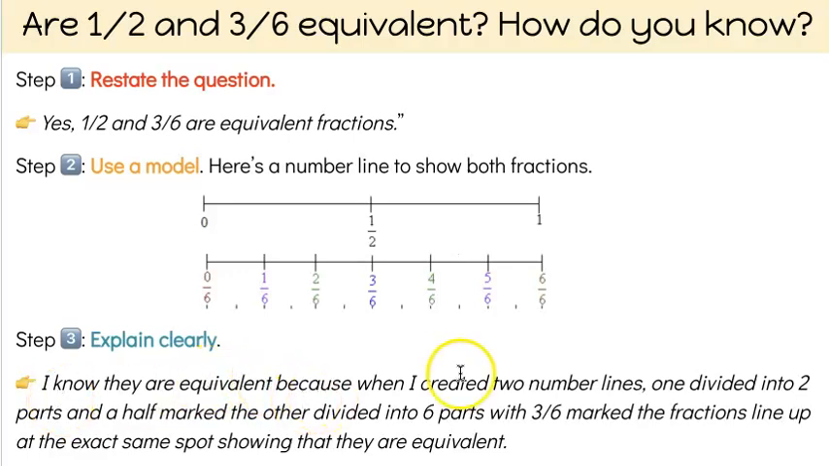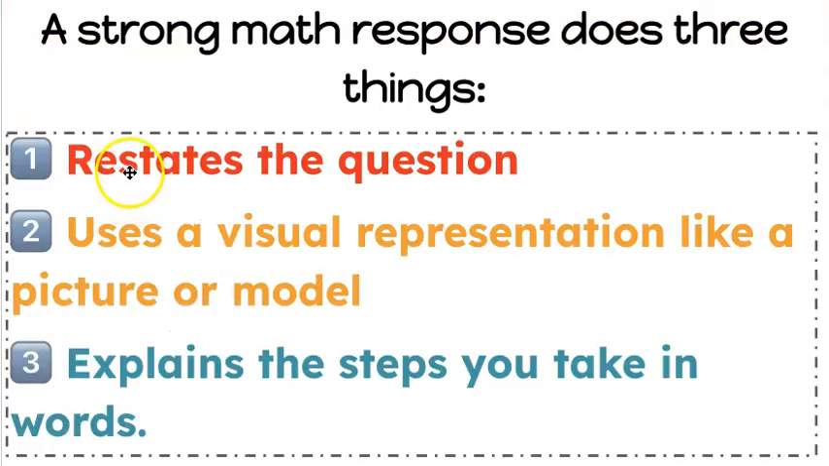Now I'm explaining. I know they're equivalent because when I created 2 number lines, one divided into 2 parts and a half marked, the other divided into 6 parts with 3/6 marked, the fractions line up at the exact same spot, showing that they are equivalent. Topic sentence, text evidence, explanation. Your evidence is just showing your work. For these examples, we want fraction strips and number lines. So let's take a look again at the 3 things. Restate the question, visual representation, explain the steps.